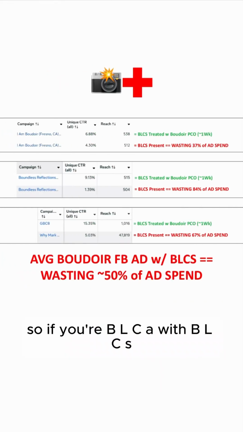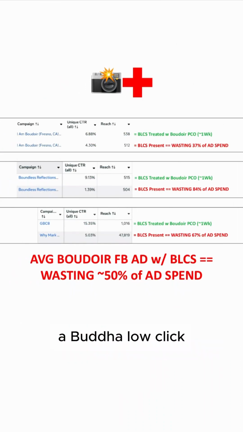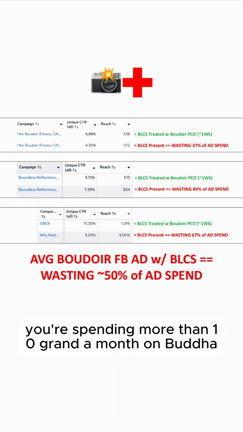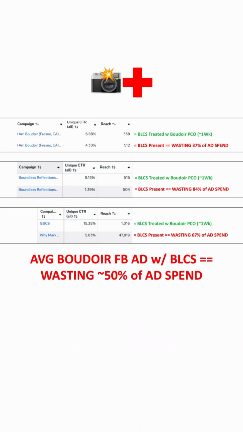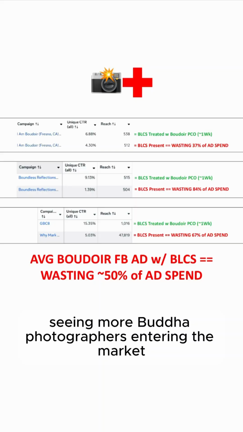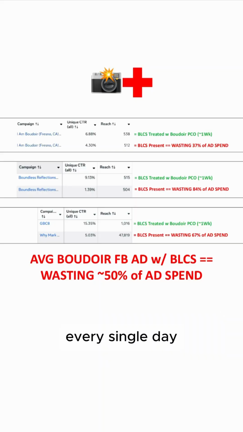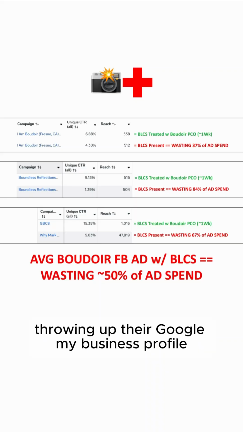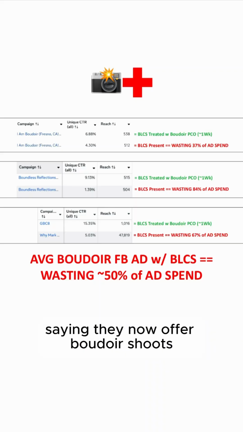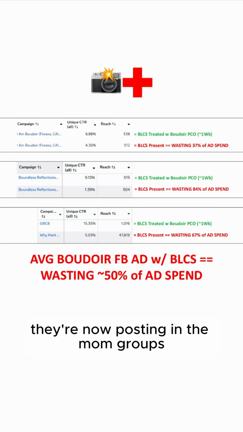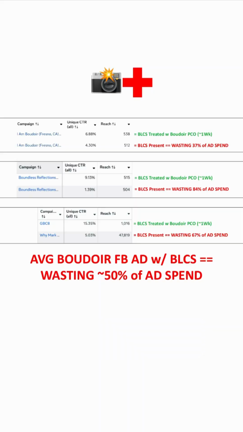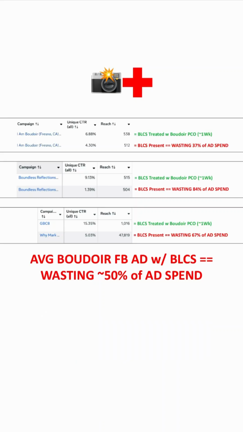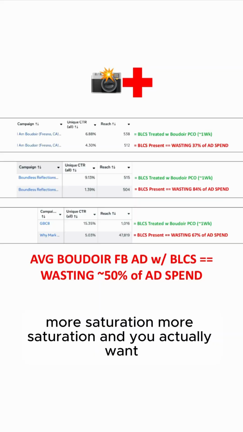So if you're a BLCA with BLCS, a boudoir low-click advertiser with boudoir low-click syndrome, and you're spending more than 10 grand a month on boudoir Facebook ads, and you're looking into the marketplace, seeing more boudoir photographers entering the market every single day. Seems like anytime someone gets a new iPhone, they are throwing up their Google My Business profile, saying they now offer boudoir shoots, or if they get a new camera, they're now posting in the mom groups, saying they now offer boudoir shoots. So you see more boudoir photographers in the market competing for the same number of buyers. So more saturation, more saturation, more saturation.